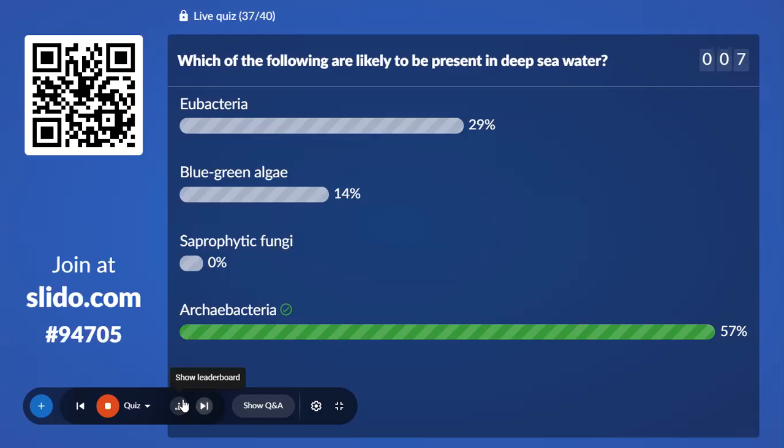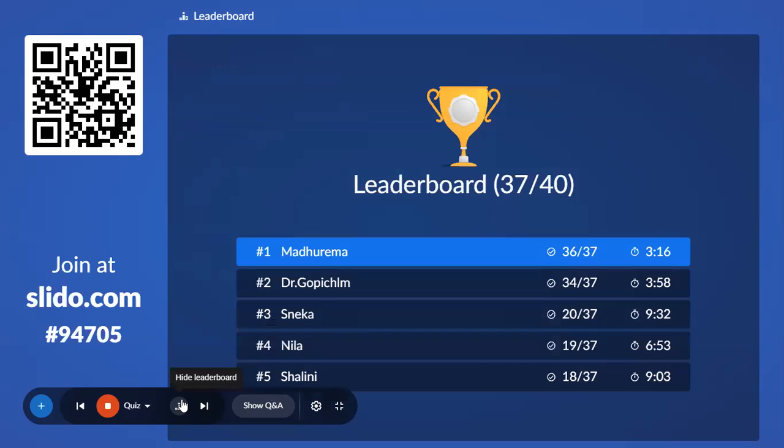Leaderboard after this question. No problems, Madhurema. We have 36 on 37. No problem, Gopi. We have 34 on 37. Sneka 20 on 37. Nila 19 on 37 and Shalini with 18 on 37. I don't know whether other participants are participating in the quiz or not.